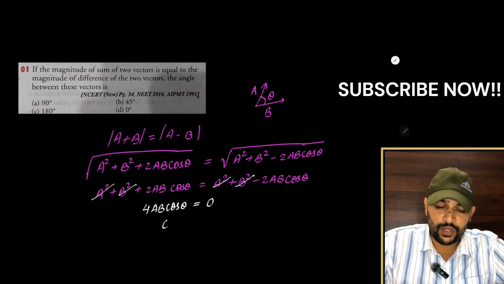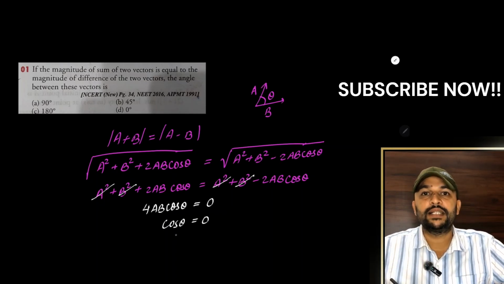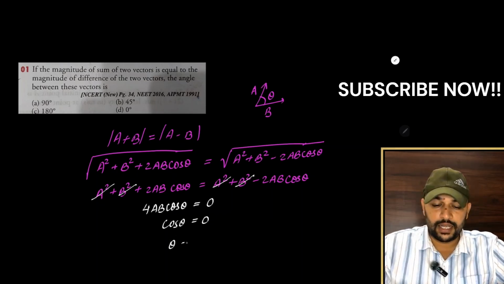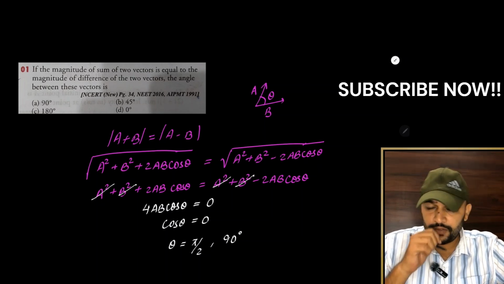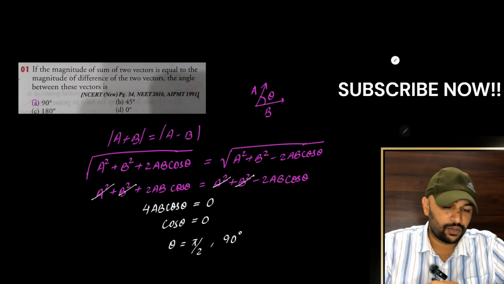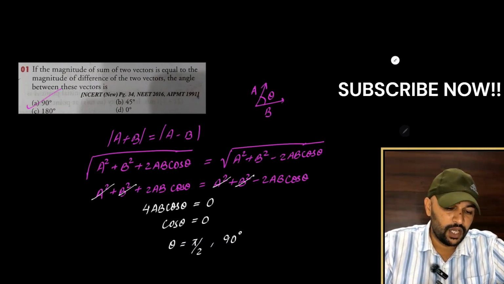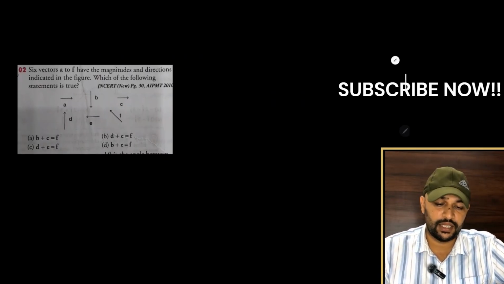Now if I take this 4AB also to the right hand side, I am left with cos theta equal to 0. At what angle theta is cos 0? The angle theta must be pi by 2, or you can say 90 degrees. As they have given the options in degrees and not in radians, the correct answer for the first one must be option A. I hope this is clear.